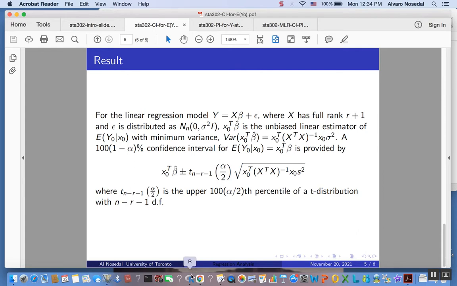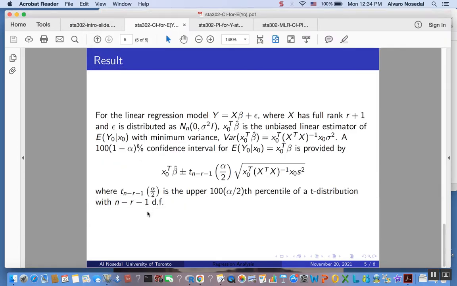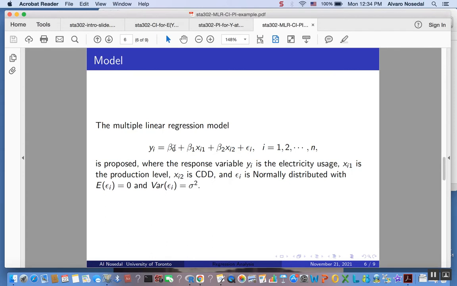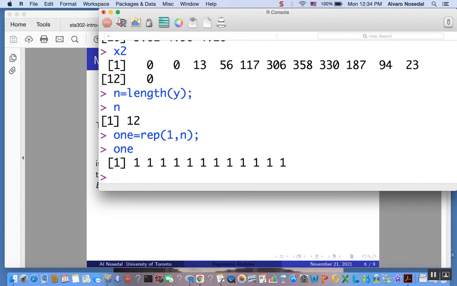Okay, so let's try and construct that design matrix X. So in this case, remember that we have a y-intercept, so we're going to have a column of ones. Okay, so let me create that column of ones. I'm going to be using the built-in function rep, as in repetitions. I'm going to be repeating 1 n times. Okay, so let's see what it looks like. There we have 12 ones.